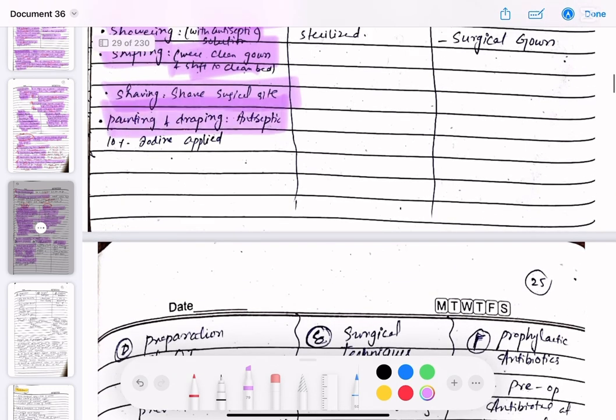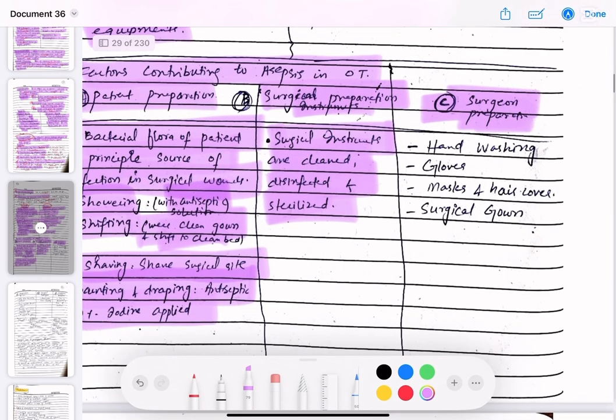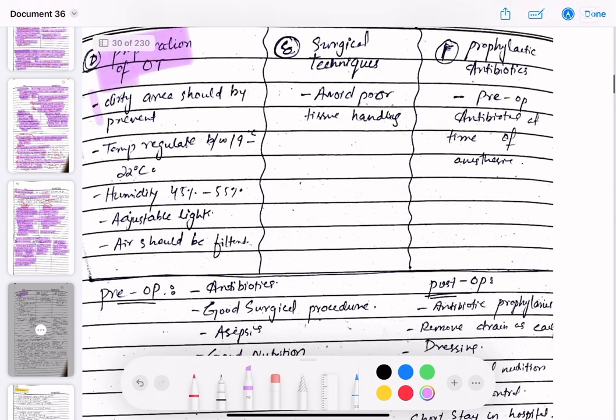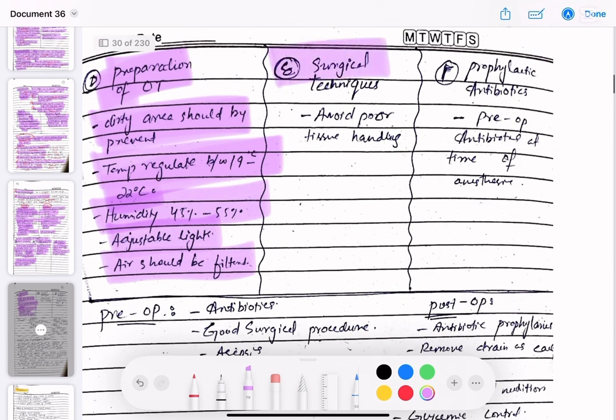Then the surgical preparation: surgical instruments are cleaned, disinfected, and sterilized. And the surgeon preparation: hand washing, gloves, mask, hair cover, and surgical gown. Then the preparation of the OT: dirty areas should be prevented, temperature regulated between 19 degrees C to 22 degrees C, humidity 45% to 55%, adjustable lights, and air should be filtered. Then in surgical technique, avoid poor tissue handling, and for prophylactic antibiotics, give a pre-op antibiotic at the time of anesthesia.